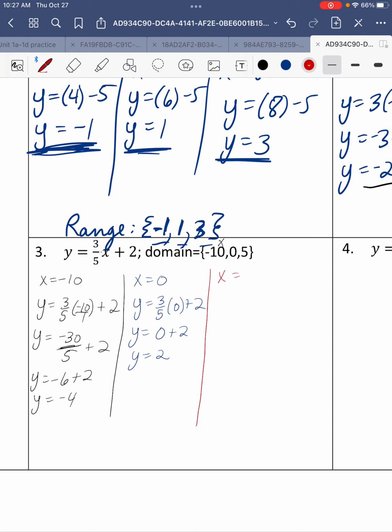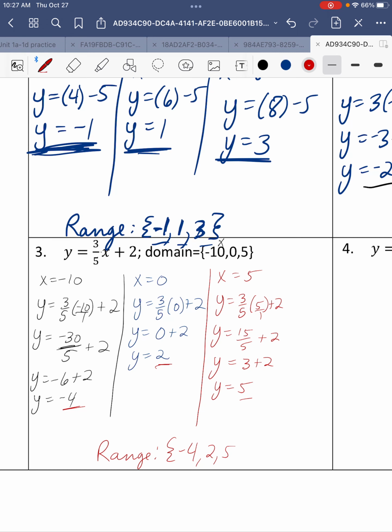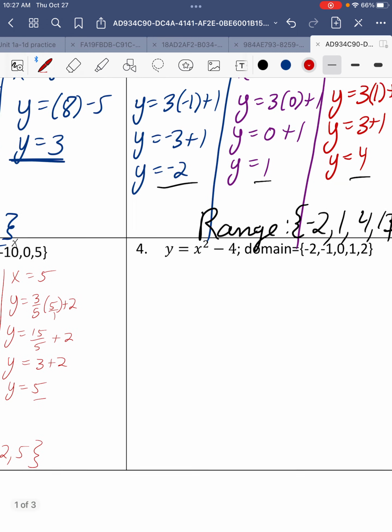And the last, x equals 5. Now we multiply your numerators, multiply your denominators. 15 divided by 5 is 3. Y equals 5. So our range is, looking at our numbers, our smallest number is negative 4, then it's 2, then it's 5.